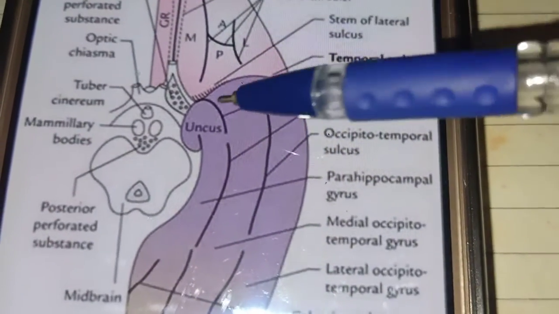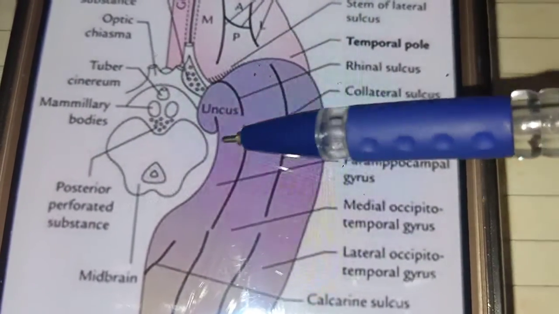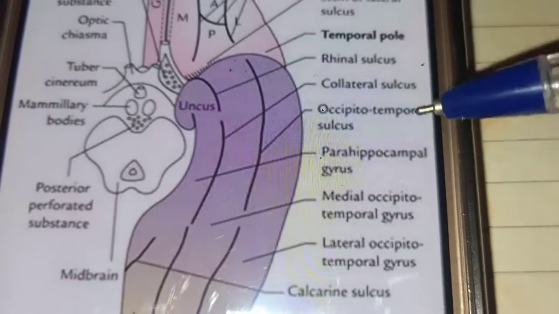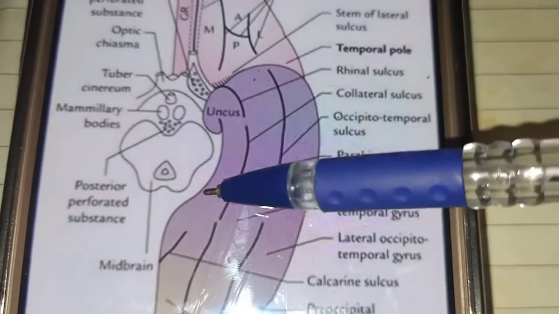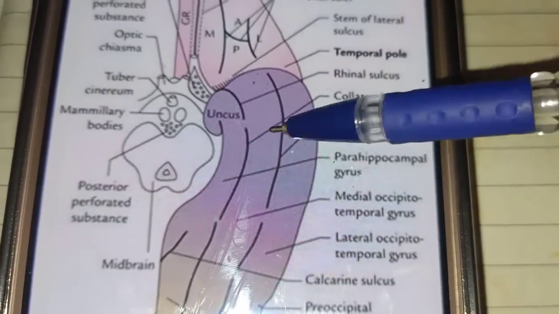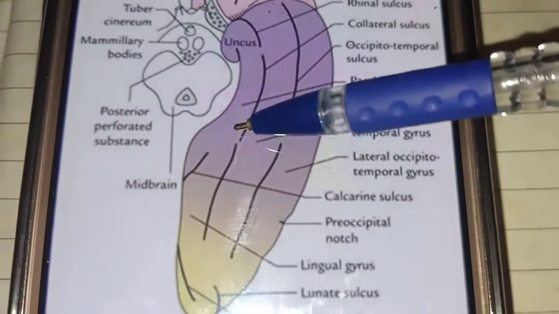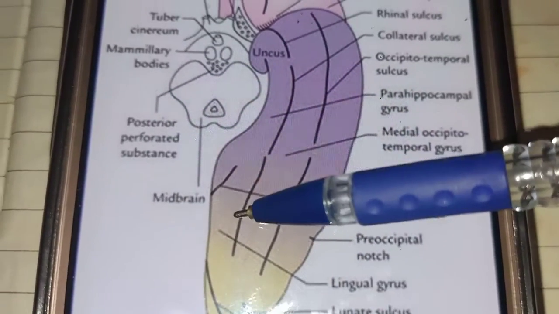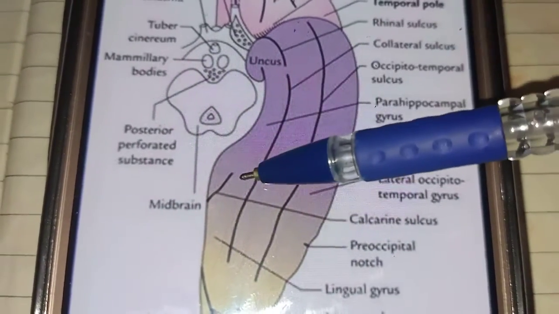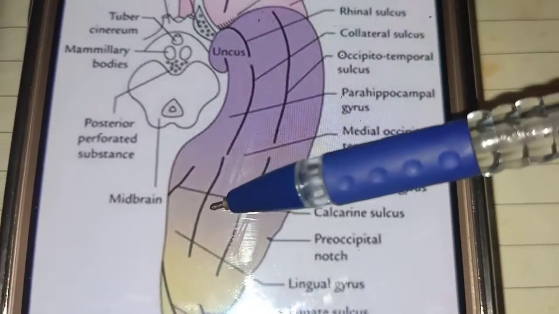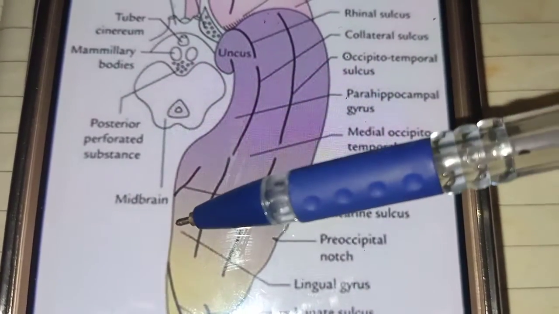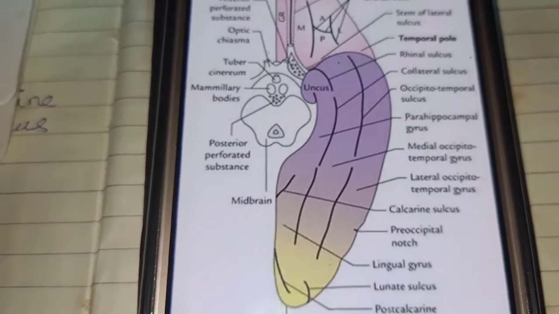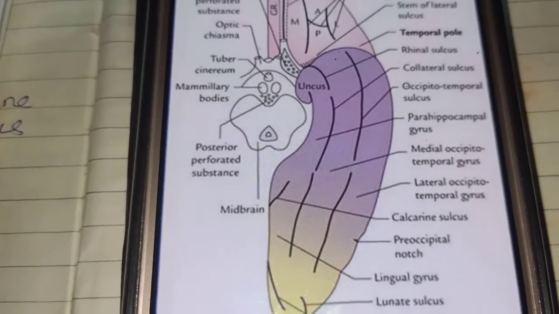Most medial is the rhinal sulcus. Then below the rhinal sulcus is the uncus. This is the gyrus. This is the parahippocampal gyrus, which is present most medially to the collateral sulcus, and below is the lingual gyrus. So the lingual gyrus will be present medial to the collateral sulcus in the posterior aspect. Okay. So these are the sulci and the gyri which are present on the inferior surface of the cerebrum.